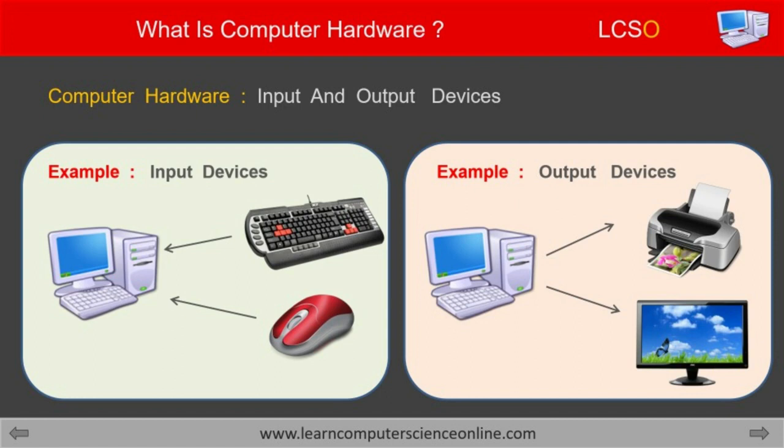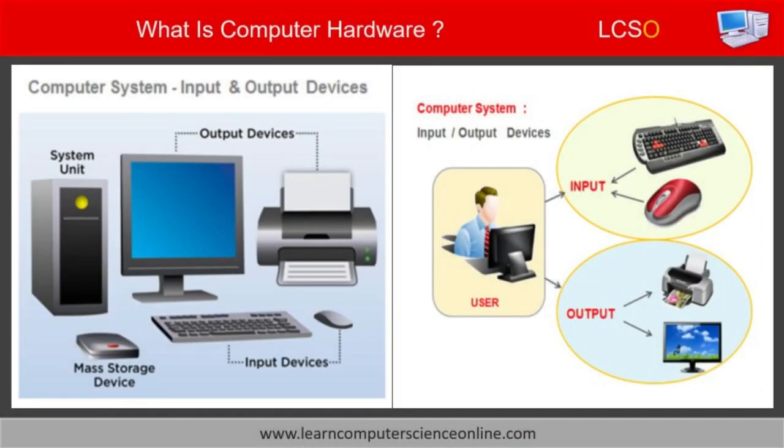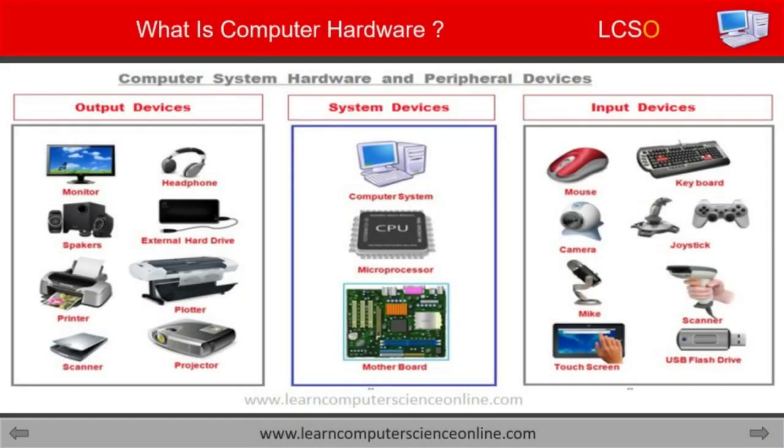Whereas, the peripheral devices are the second type of hardware components that are connected externally to the computer. These are also called as input and output devices. The most commonly connected peripheral hardware devices include the computer display unit, or monitor, keyboard, mouse, and printer.